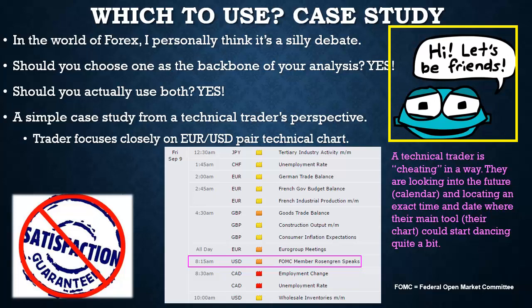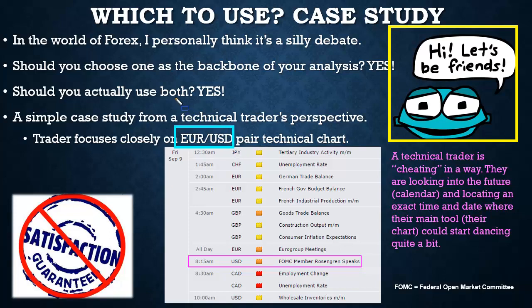So in order to really illustrate this, let's look at things from a technical trader's perspective, meaning that this trader has said, you know what, the backbone of my strategy is going to be technical analysis. Therefore, they are a technical trader. And this trader focuses very closely on the euro dollar. So the pair that they're always watching and keep a very close eye on is the euro dollar.